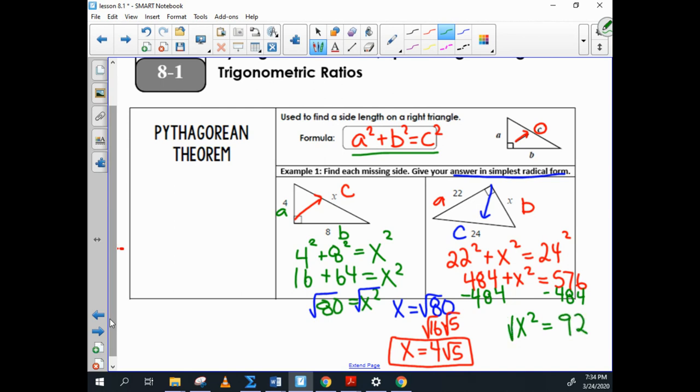Again, we're going to take the square root of both sides, and x is equal to the square root of 92. 92 can be divided by 4. It is 4 times 23. So when I take the square root, the square root of 4 is 2, times the square root of 23. And that is our answer in simplest radical form.